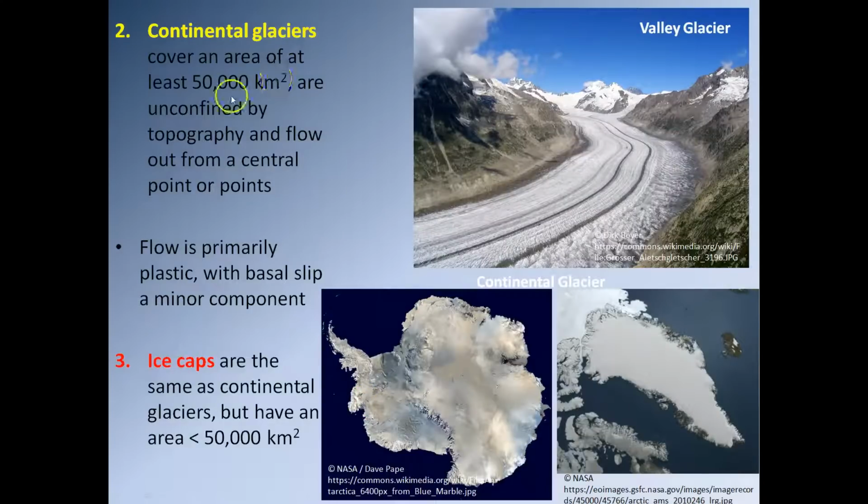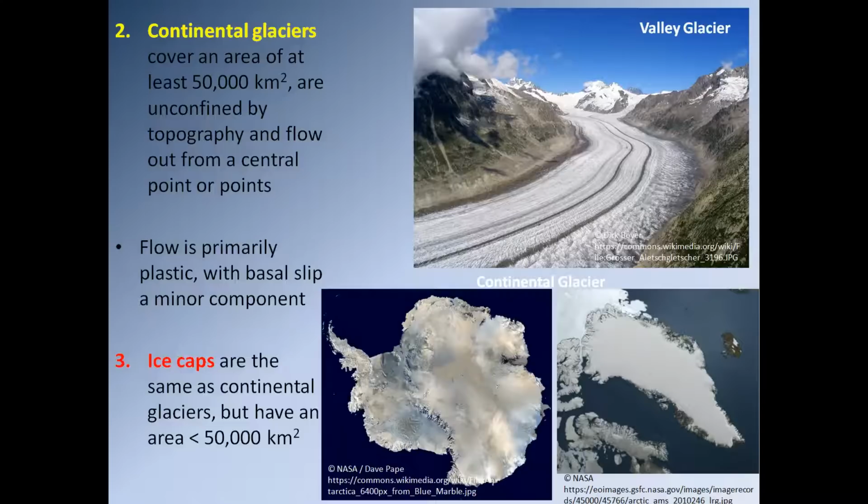In the case of a continental glacier, because it's so big and heavy, it will naturally grind into the bedrock. It will push down on it. The amount of friction between the ice and the bedrock will be very, very high. And so that makes basal slip considerably more difficult. It happens, but it's not as easy. So in the case of continental glaciers, most of the movement of the ice is accommodated by plastic deformation. Now, the other type of glacier we have is ice caps, and they're the same as continental glaciers, but they have an area of less than 50,000 square kilometers.